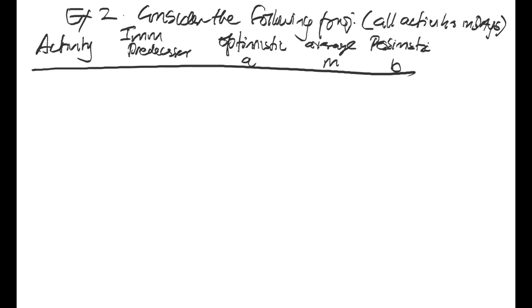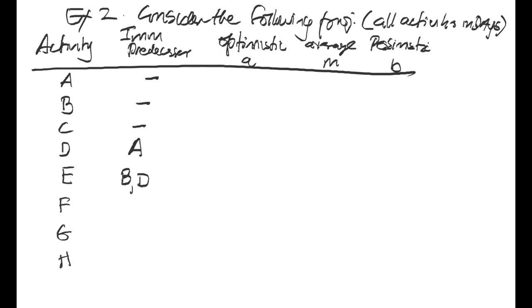So I'm going to list the activities from A to H. Again, I'm going to list the immediate predecessors A, B, and C. Now, for each activity, you will have three times listed. Under the optimistic, A, under the pessimistic, four, under the pessimistic, six. Again, two under the optimistic, three under the average or the most likely, and four under the pessimistic. And likewise, I list for each of the activities going down.